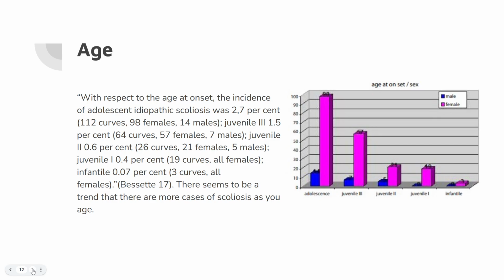Age. With respect to age at onset, the incidence of adolescent idiopathic scoliosis was 2.7%. Juvenile 3 was 1.5%, Juvenile 2 at 0.6%, Juvenile 1 at 0.4%, and infantile at 0.07%. And there seems to be a trend that there are more cases of scoliosis as you age, as in the graph.